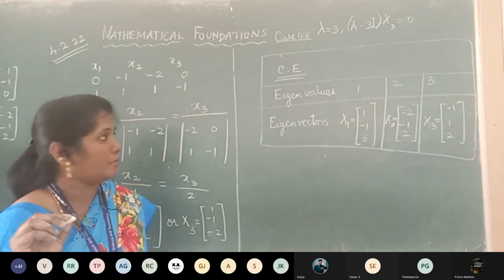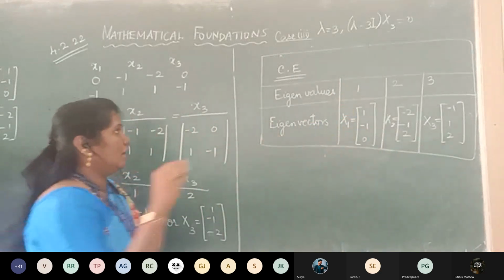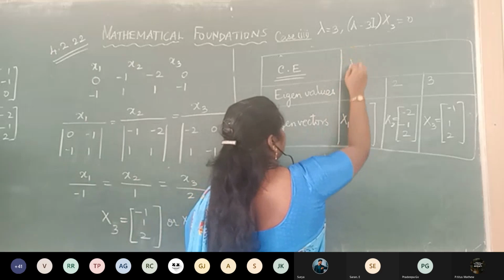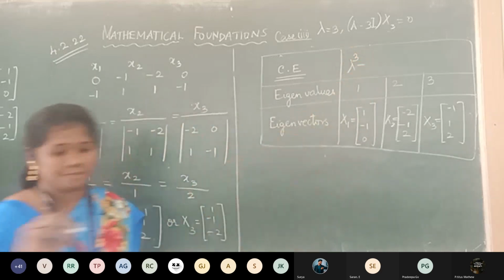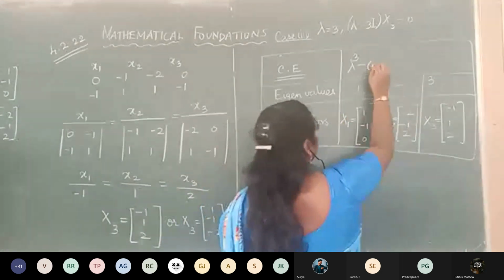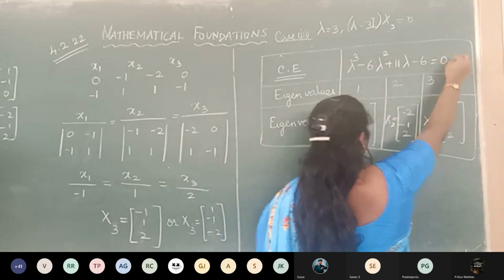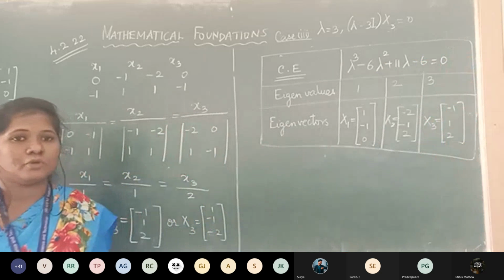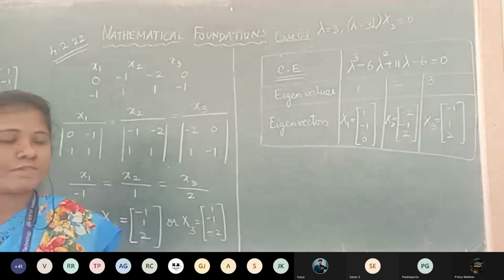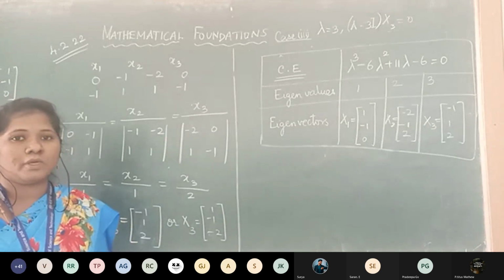Okay. Your eigenvalue is what you have to write, and then you have to write the corresponding eigenvector. Write your characteristic equation. What was your characteristic equation? Lambda cube minus 6 lambda square plus 11 lambda minus 6 equal to 0. Okay, finally you have to conclude it like that. You have to write your characteristic equation, your eigenvalues, your corresponding eigenvectors. Okay.